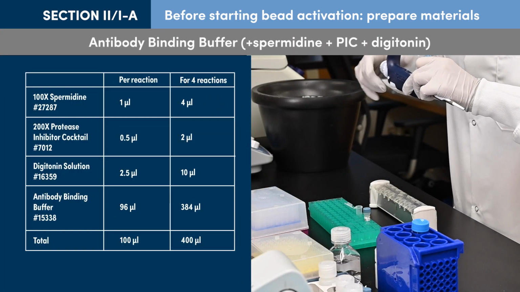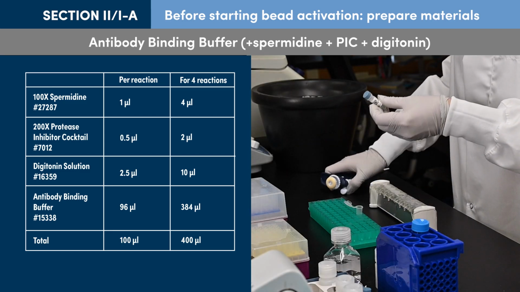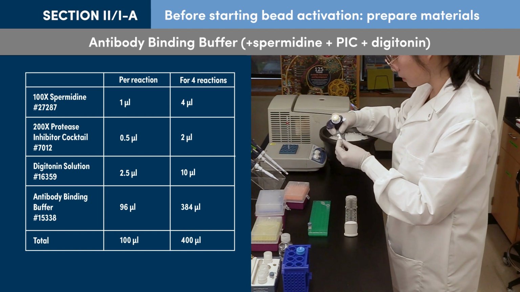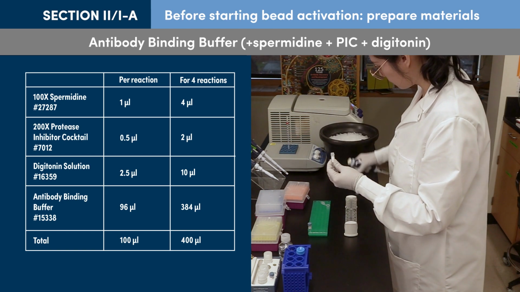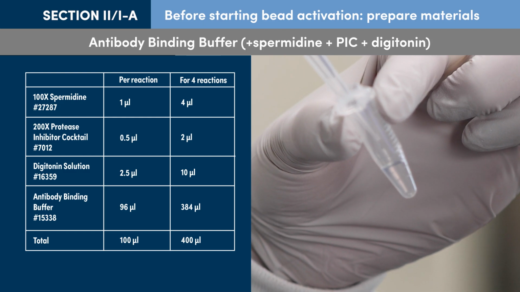For each reaction, prepare 100 microliters of antibody-binding buffer with spermidine, protease inhibitor cocktail, and digitonin solution, as indicated in Section 2 of the protocol. Mix by pipetting up and down and place on ice.